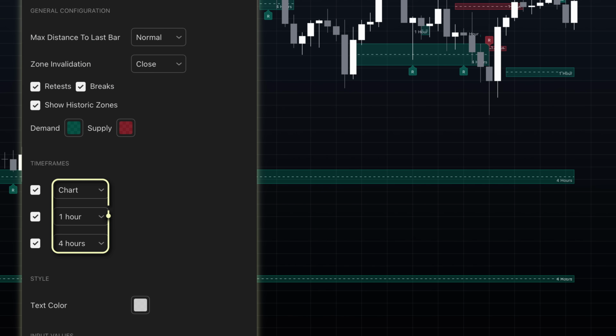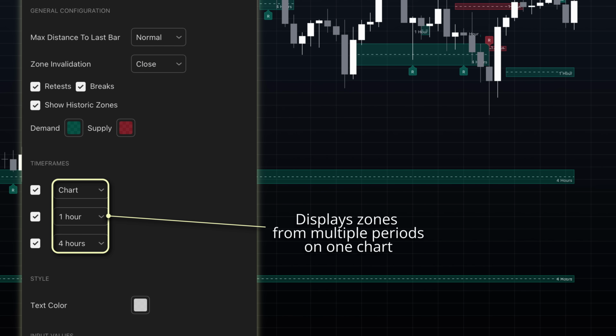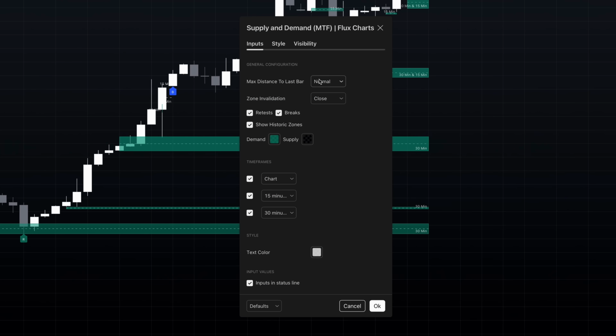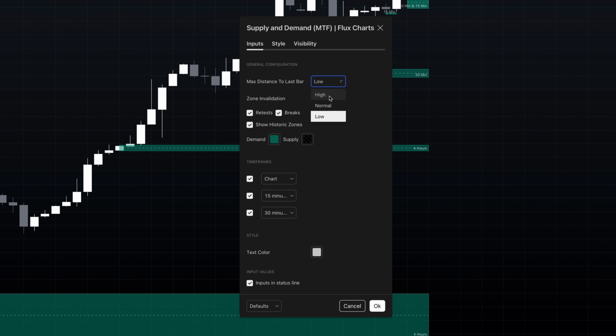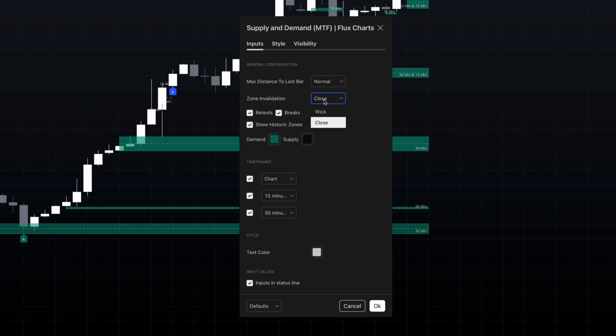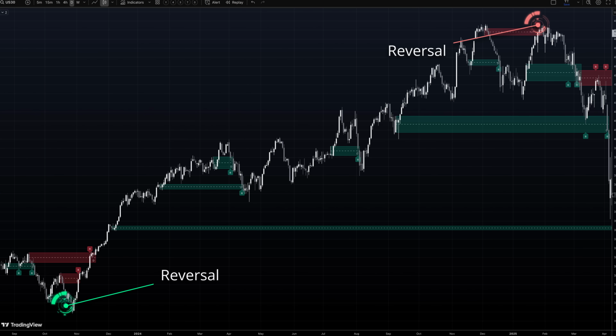The multi-timeframe capability allows simultaneous analysis across 3 different periods, from short-term scalping timeframes to longer-term structural levels. Users can customize momentum requirements, zone invalidation methods, wick-based or close-based, distance parameters, and visual styling. Traders utilize these zones for confluence analysis, combining multiple timeframe perspectives to identify high-probability reversal areas.